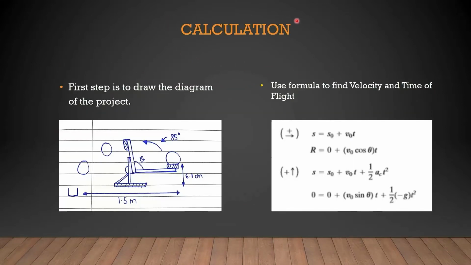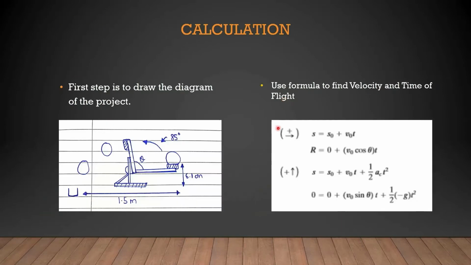So next is the calculation. The first step to do a calculation is to draw the diagram of the project. So this is our diagram of the project. We have 85 degrees, height 6.1 cm, and distance 1.5 meter. So next we have to use this formula to find the velocity and time of flight.